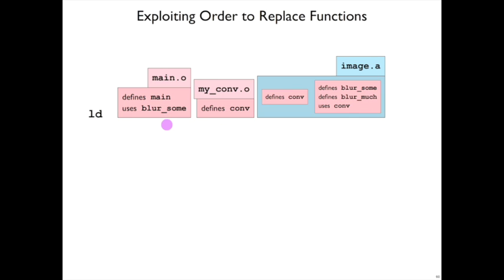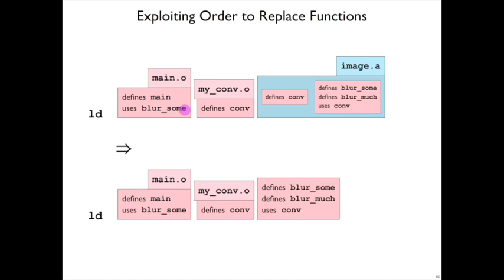When the linker is looking through this, it's needed blur sum. It has conv, and in this archive then, it finds blur sum that it needs, right? But this conv now is going to refer to the one that we already have. We won't keep looking in the library again for the other one. So that's why I described this particular search process. It's because if you put a replacement before the library, then that replacement takes over for all uses, even the ones that were in the library.